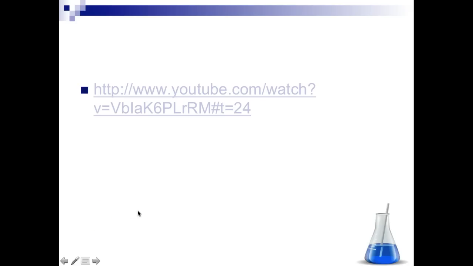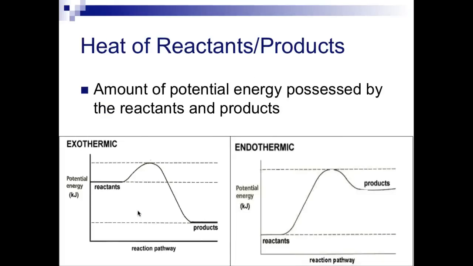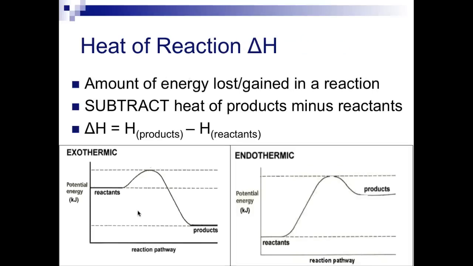Okay, so that little video explains what activation energy is. So an activated complex is the highest energy point of the reaction. It's temporary, and that's where the bonds are broken and bonds are formed. The heat of reactants and products is the amount of potential energy possessed by the reactants and the products. And the delta H of the reaction is the amount of energy lost or gained in the reaction, and it's subtracted for the heat of the products minus the heat of the reactants. So whatever energy is down here minus whatever energy is up here, and that's what you will get for your delta H.